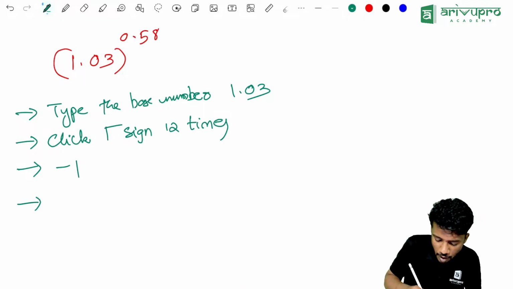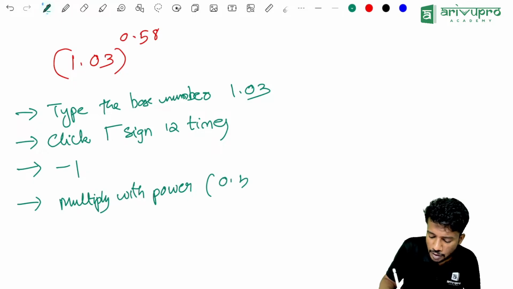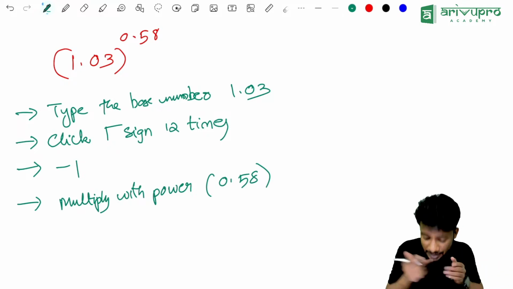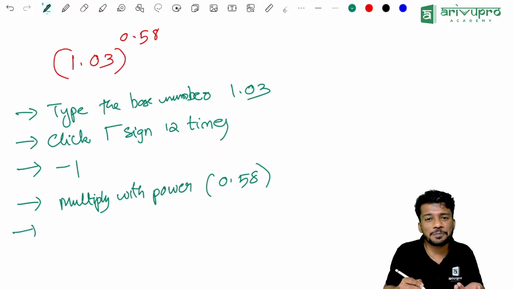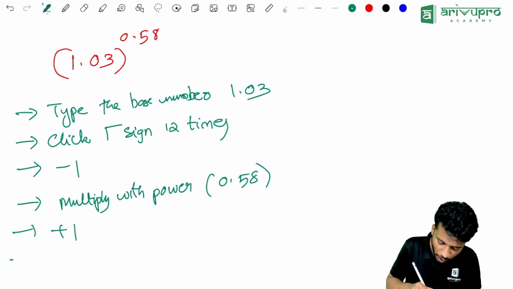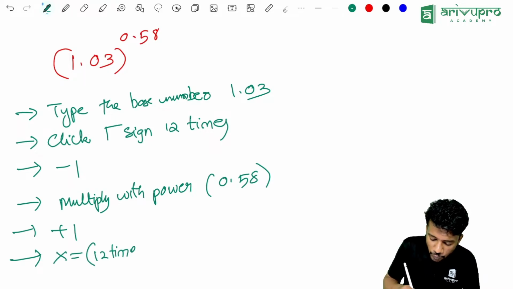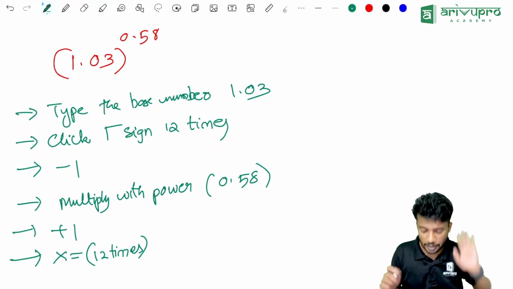Then the next step is to multiply it with the power. Here the power is 0.58. So you are multiplying the value you currently have on the calculator with 0.58. Then the next step: we reduced 1 in the previous step, so we need to add that back. That is plus 1. Then the last and final step is into equal to, 12 times you need to click. Likewise, you need to click 12 times.